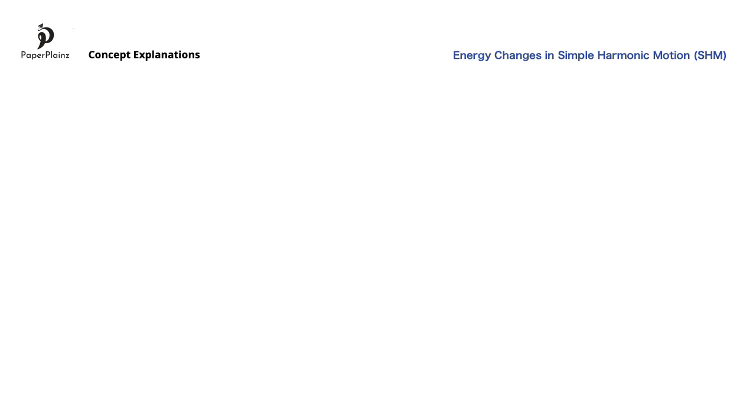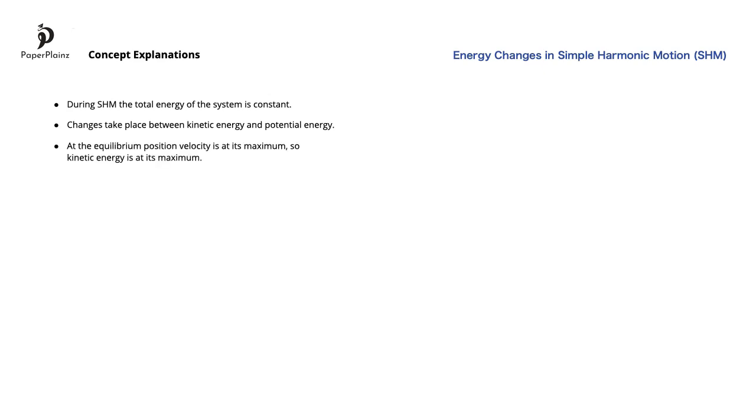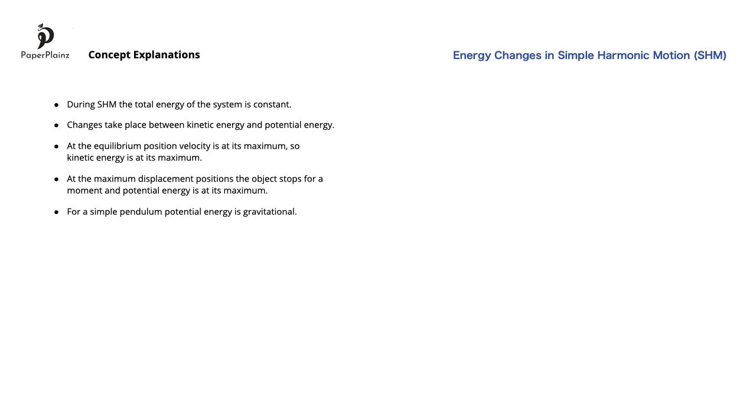Based on the law of energy conservation, during simple harmonic motion, the total energy of the system is constant. Energy varies between kinetic and potential energy. At the equilibrium position, velocity is at its maximum, which means that kinetic energy is at its maximum. At the maximum displacement positions, the object stops for a moment, so potential energy is at its maximum. Potential energy for a simple pendulum is gravitational, and for a mass spring system, it is elastic. If you would like to review these concepts, feel free to watch the last video in subtopic 4.1.